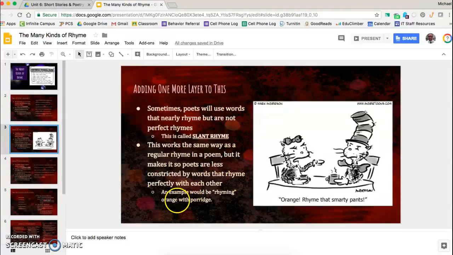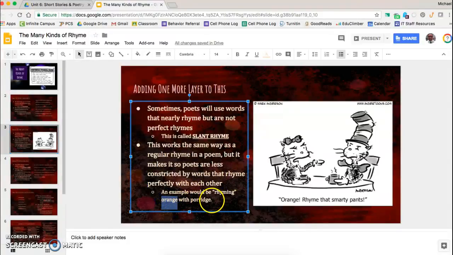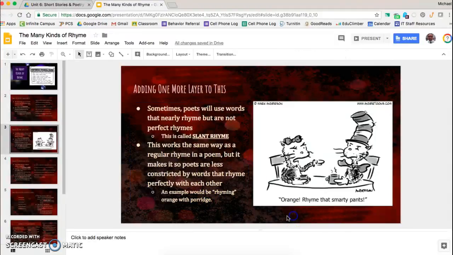For example, if somebody was trying to use the word orange at the end of a line of poetry, and they were trying to do an exact rhyme, they'd run into a lot of trouble. But they have a lot of options if they use slant rhymes, because it could rhyme with something like porridge or forage. So it gives people more options.